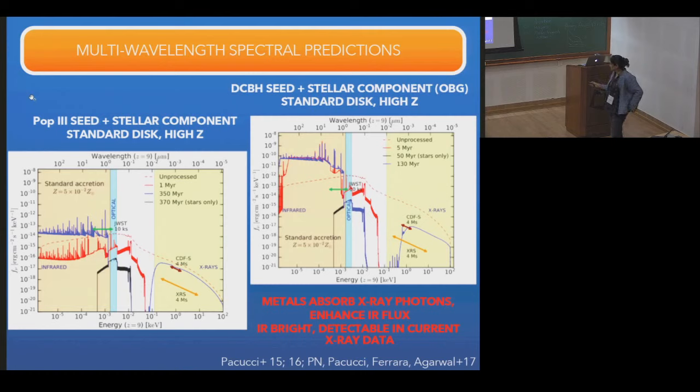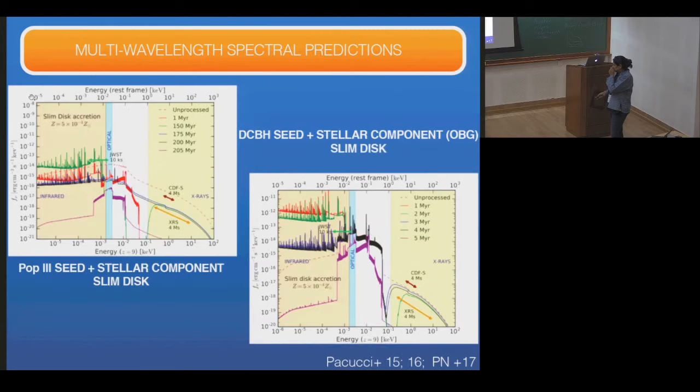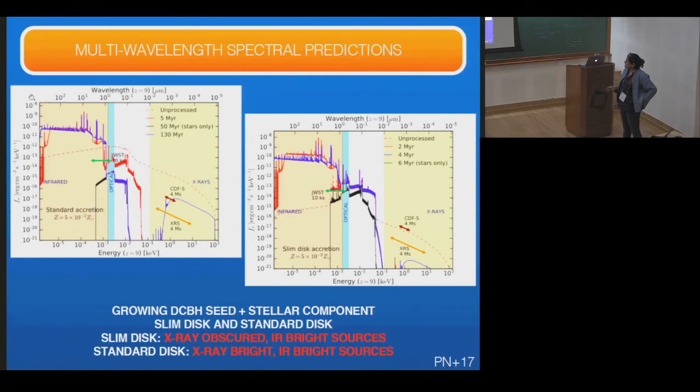And especially for the DCBH seed, right? And then you can do it for the slim disk case, and you still see once again that there's a lot of flux, and this is the DCBH there. So here, that's what I told you. Here you can see that when we run these simulations, there are stages where you could have been a source in the Chandra deep field. So you could have a selection from there.